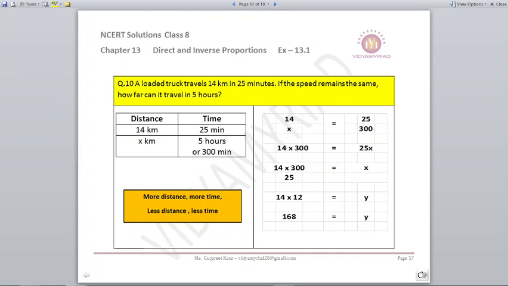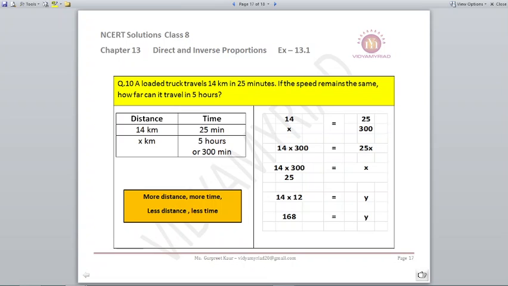Question number 10. A loaded truck travels 14 kilometers in 25 minutes. If the speed remains the same, how far it can travel in 5 hours? Now here you have distance and time. Distance is given in kilometer, that is 14 kilometer. Time is given in 25 minutes. In the next case, we have to find out the distance or the x kilometers in 5 hours.